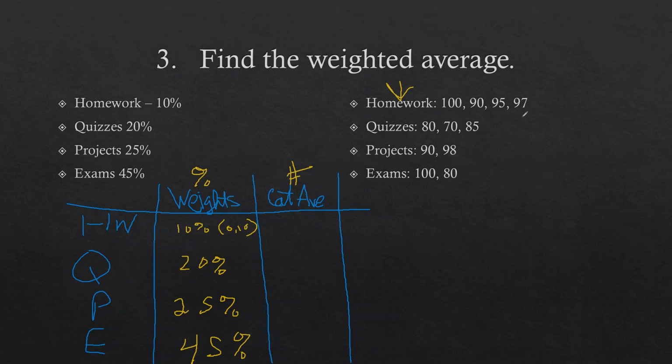Okay, so now when I get to my category averages, we think about homework. So here are my homework scores. And when you're calculating your weighted average, you only put one homework grade in for the 10%. And the one homework grade you put in is the average of all of your homeworks. So you have your 100, 90, 95, and 97. How do I find the average of the homework scores? Add them all up. Exactly. 95.5 is what I came up with. So your category average is 95.5.